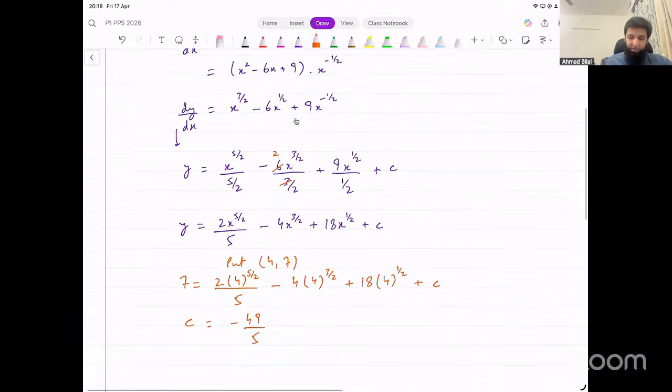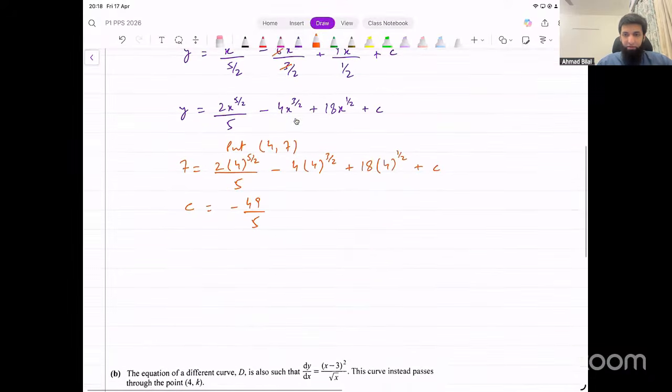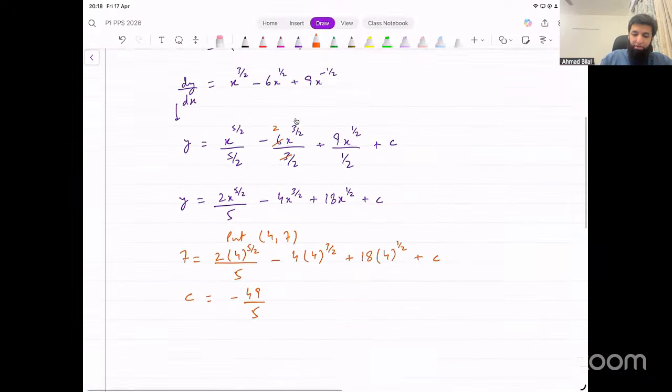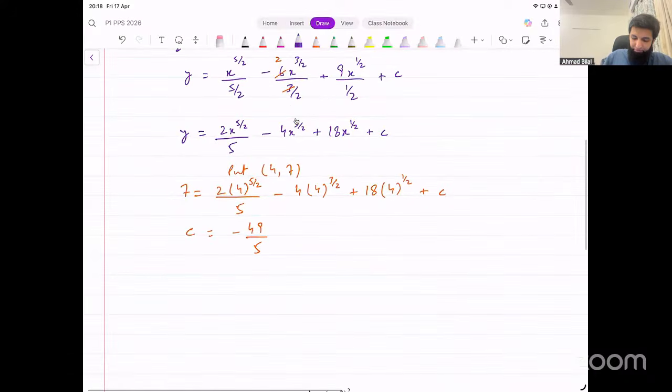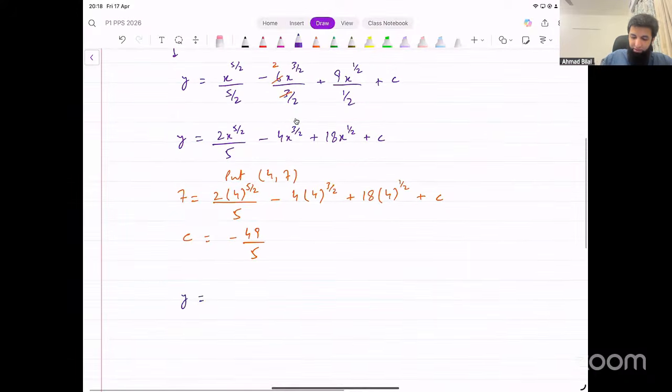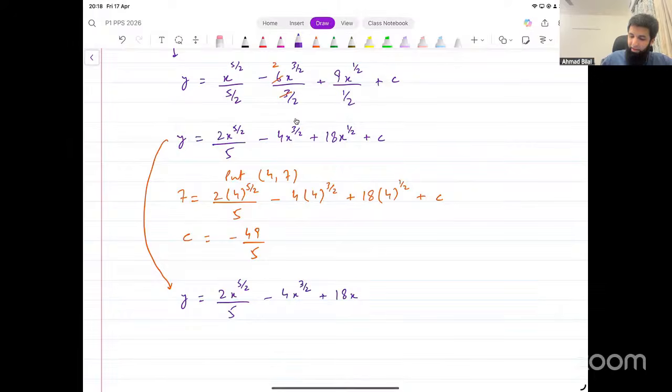Okay, chalo. c is equal to negative 49 over 5. That's the value of c that we're getting. Now, put that back and that will give you the result. y is equal to 2x power 5 over 2 divided by 5 minus 4x raised to power 3 over 2 plus 18x power 1 over 2 minus 49 over 5. Okay? Any issues with this?